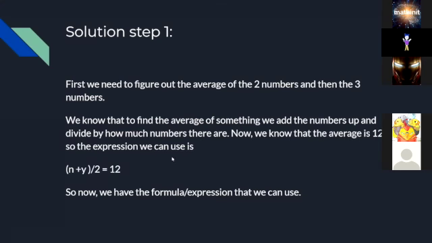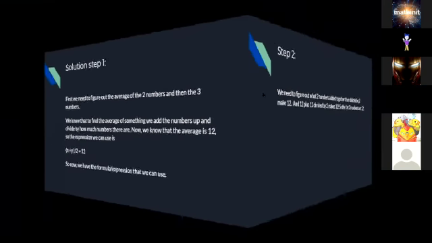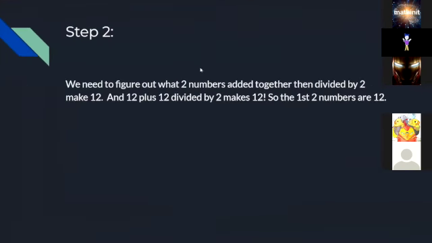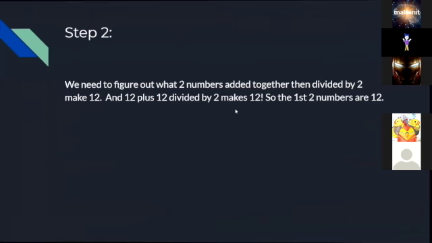So you can technically use any numbers, as long as the two numbers added up and then divided by 2 is 12. But I'm just going to use 12 because it's easier to use, as I said. The second step is to figure out the two numbers, and we're just going to use 12, as I said.